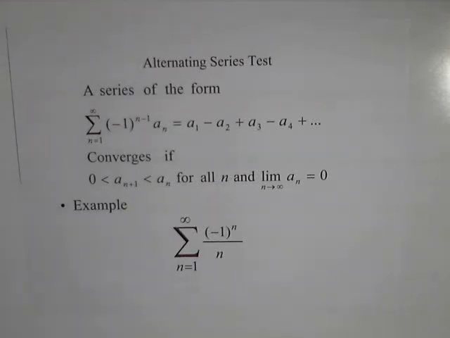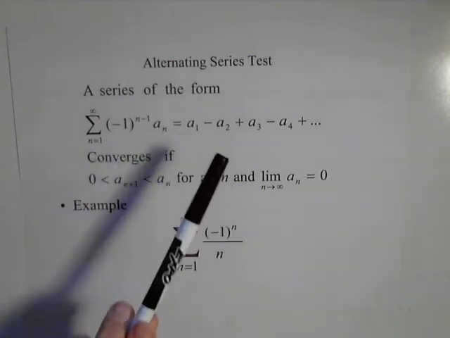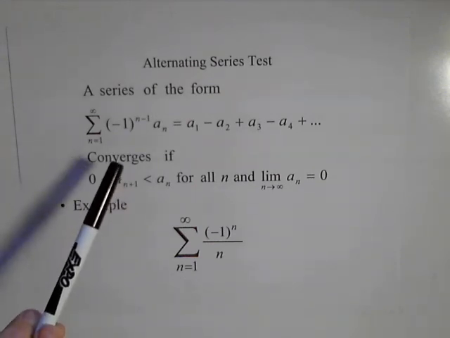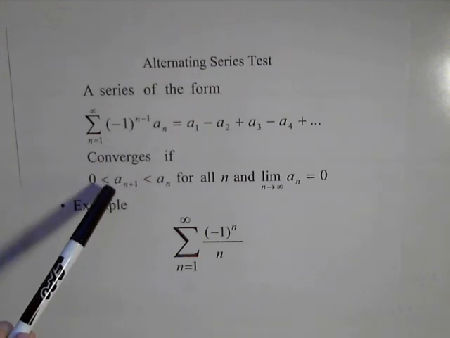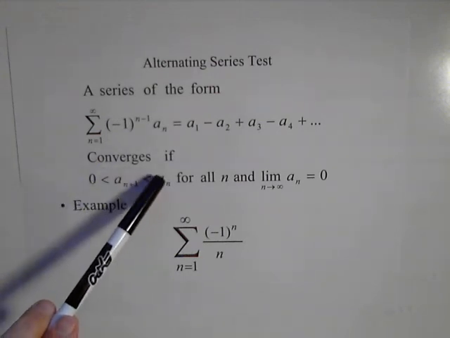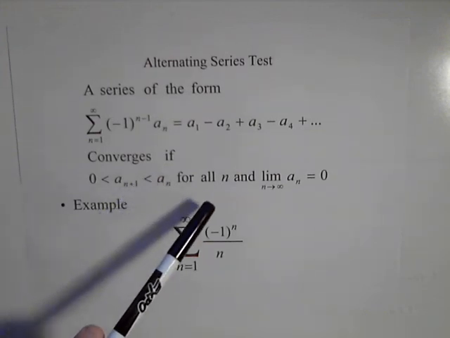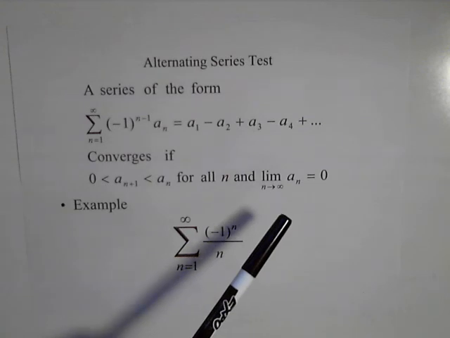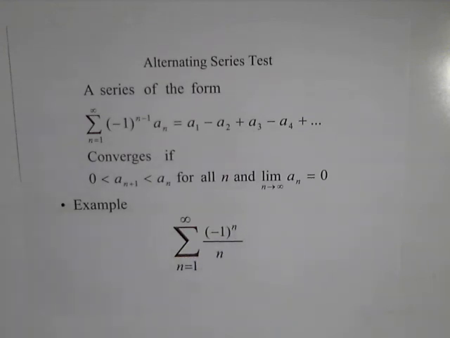So the next one we're going to look at is the alternating series test. An alternating series has the form that it changes sign every time. In order for an alternating series to converge, we need that it is decreasing. In other words, term a sub n plus 1 must always be less than term a sub n for all n, and that the limit as n goes to infinity of a sub n must be 0.